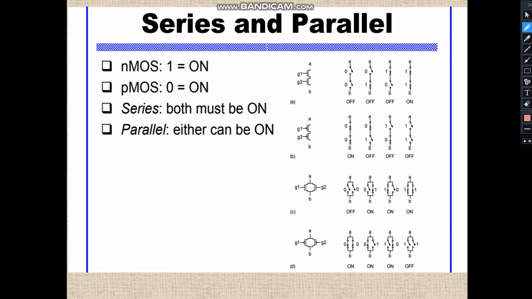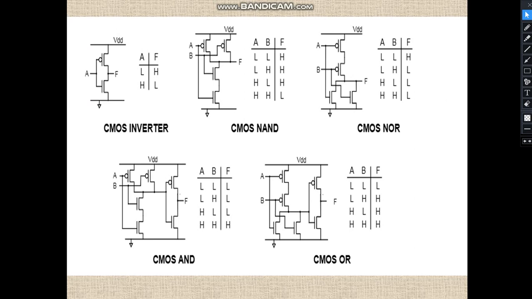So let's see examples of different CMOS gates. These are the CMOS inverter, CMOS NAND gate, CMOS NOR gate, CMOS AND gate, and CMOS OR gate. As we all know, the basic circuit is the inverter, that is the NOT gate, and it is nothing but a combination of PMOS and NMOS. Both gates are shorted. We apply one input A, and at the output we have F.